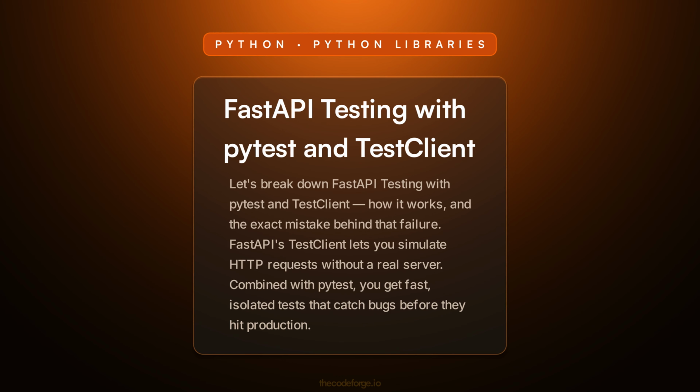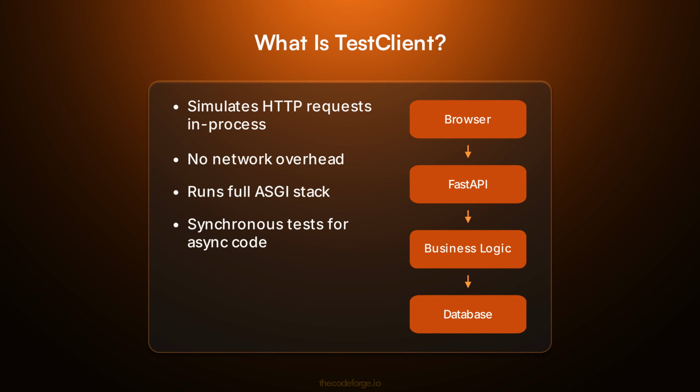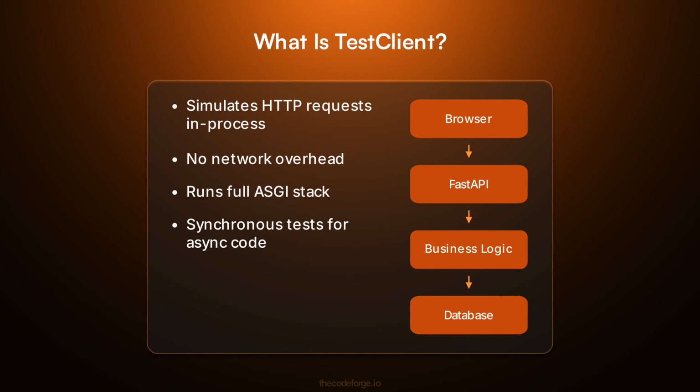FastAPI's TestClient lets you simulate HTTP requests without a real server. Combined with PyTest, you get fast, isolated tests that catch bugs before they hit production. TestClient wraps Starlette's TestClient, giving you a lightweight HTTP client that speaks ASGI directly. You send requests, inspect responses, and validate behavior in milliseconds. It's unit-level testing of your route handlers, middleware, and dependency injection graph in isolation.